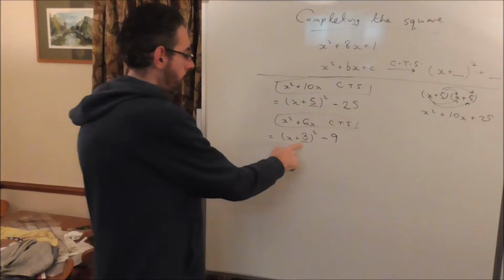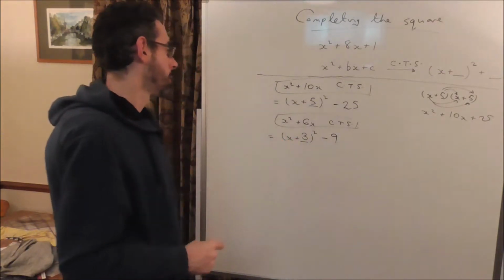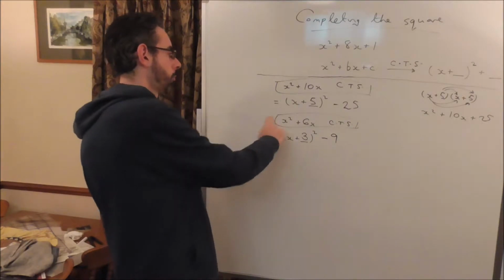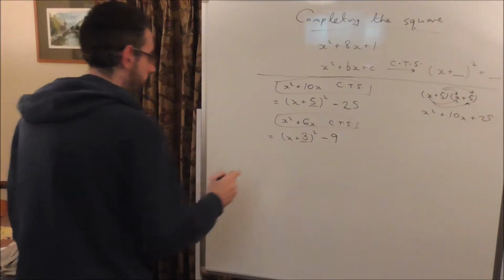So you always take away this number squared, basically. So that's it, we've completed the square. We've written this in the form x plus something squared. Let's just do a couple more.